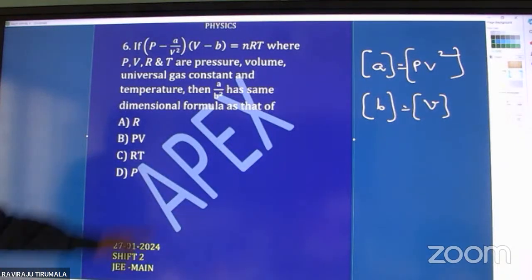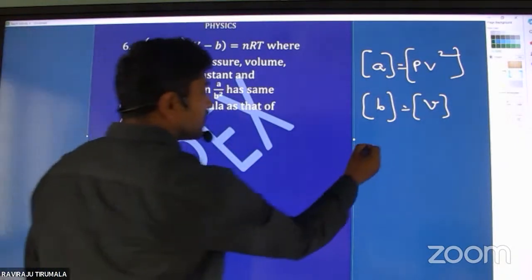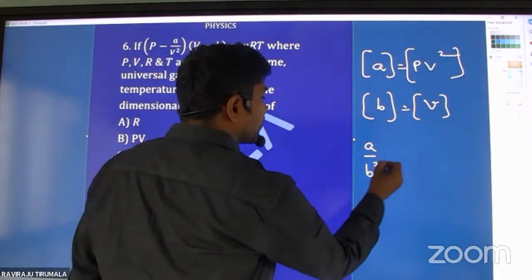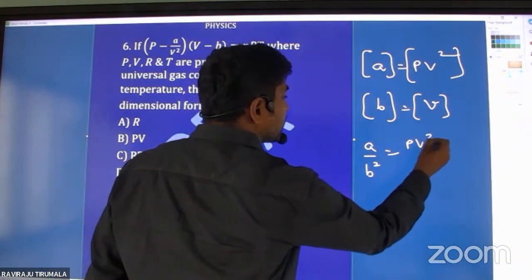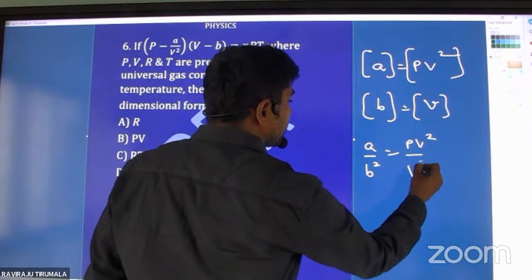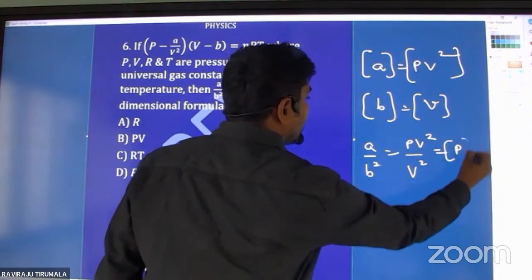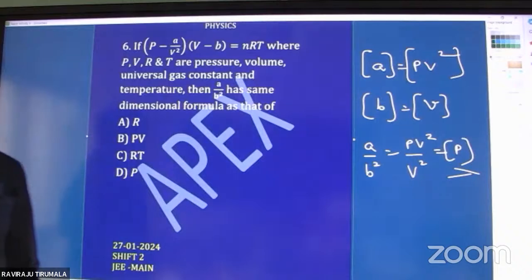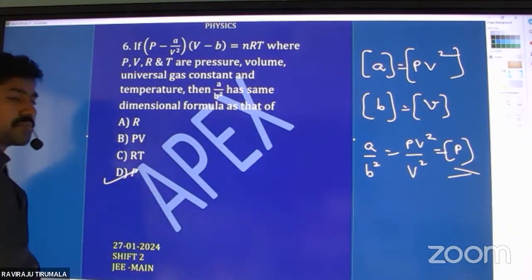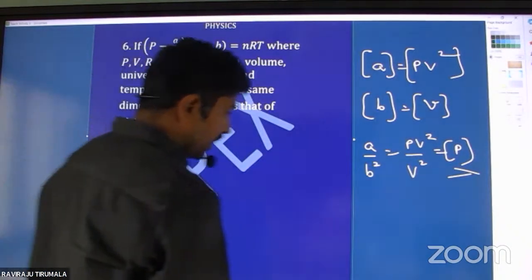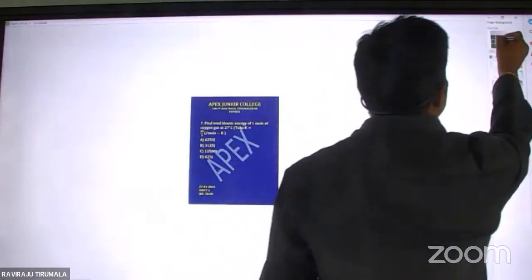Now they're asking us to calculate A by B square. A means PV square, B means V, B square means V square. So finally you will get only P. So the answer is simply P. The fourth option is correct. Very good. And then the next question.